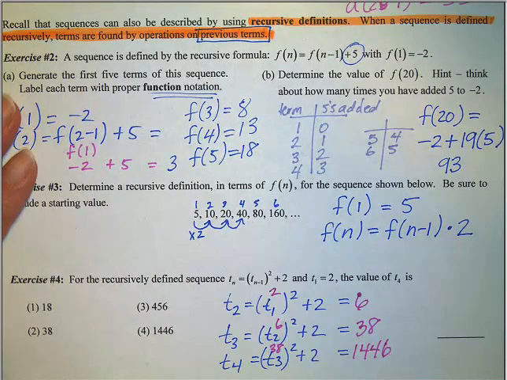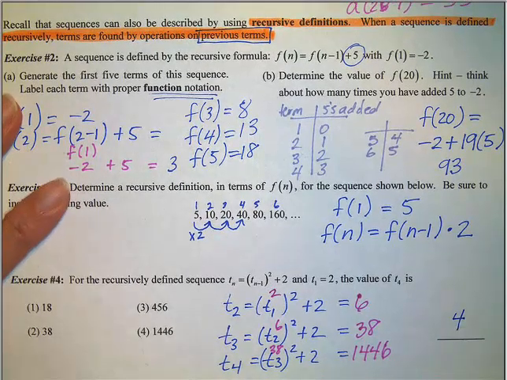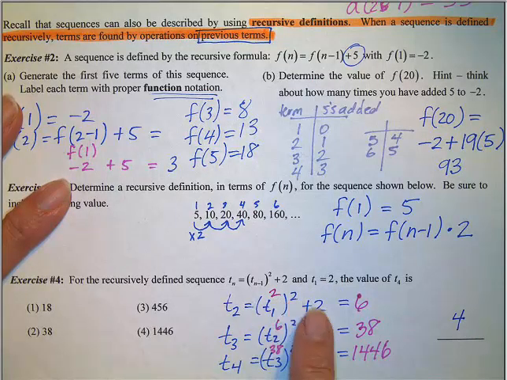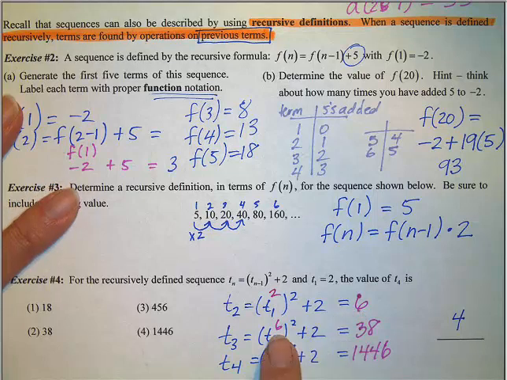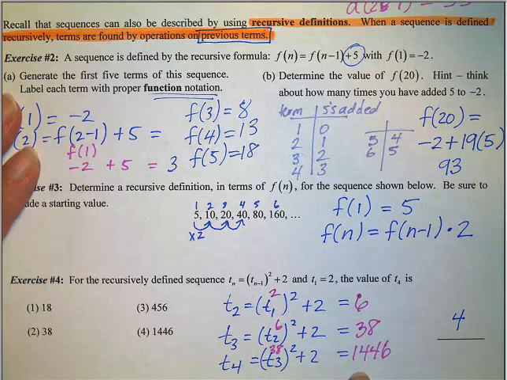Hopefully you've got the answer of choice 4. You can see my work here. The second term equals the first term squared plus 2. Well, the first term is 2, so 2 squared plus 2 is 6. The third term equals the second term squared plus 2. Well, the second term is 6, so 6 squared plus 2 is 38. The fourth term is the third term squared plus 2, so 38 squared plus 2, which is 1446.